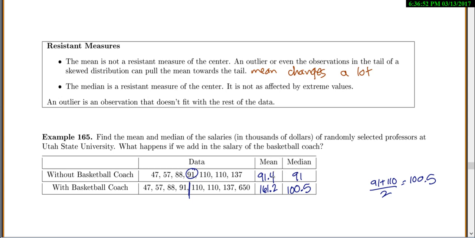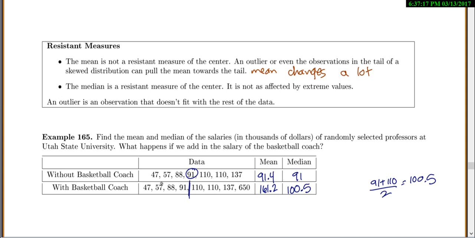And notice our mean and median seem pretty close. Now with the basketball coach, though, if you add in the $650,000, notice that your average jumped up to 161. So your average went up $70,000. Does that seem like a fair way to represent it? Like if you're telling people, come work at USU because we'll give you an average of $161,000, that just doesn't seem very fair, right? But the median stayed at 100.5.